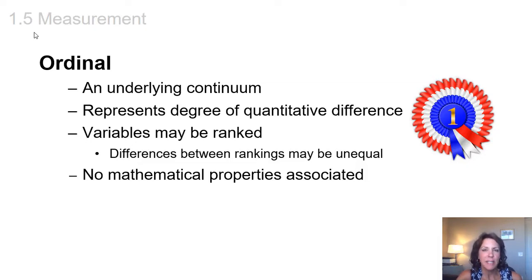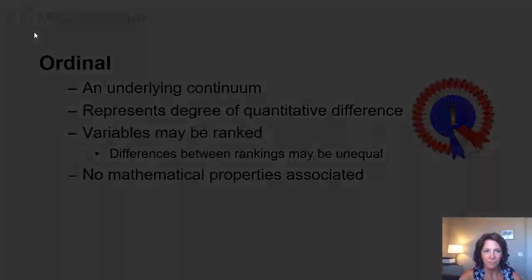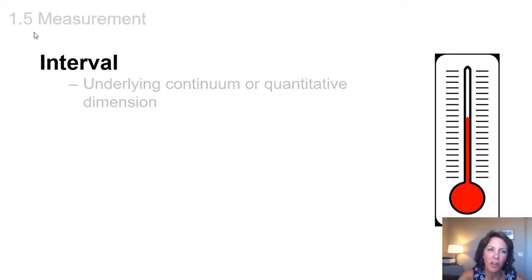But the distance, or the amount of time between 1st place finisher and 2nd place finisher, might be different than the time between the 2nd place finisher and the 3rd place finisher. And so those distances in between the rankings are not equal. They are most likely unequal. And so this is an ordinal variable. It's categories that are placed in an order, but we can't really say that the distance between each category is equal.